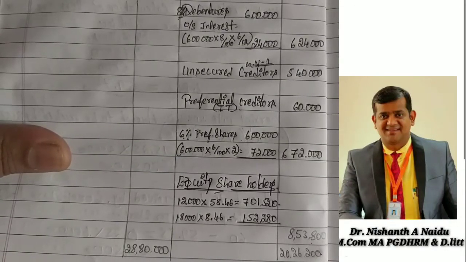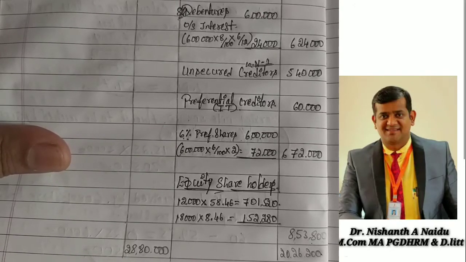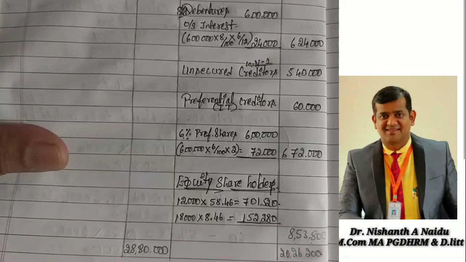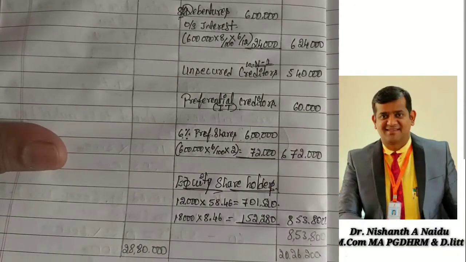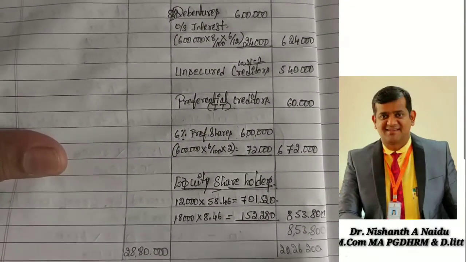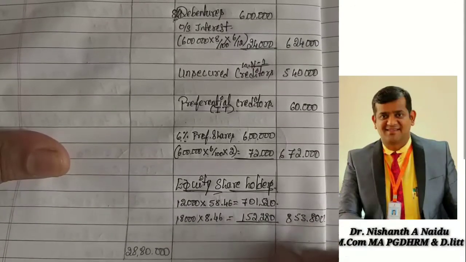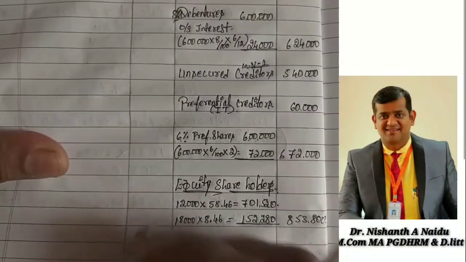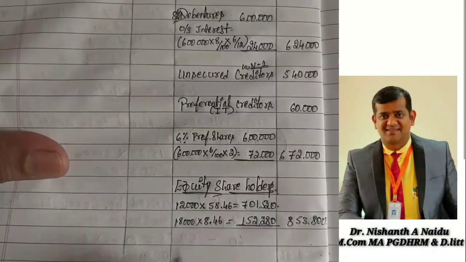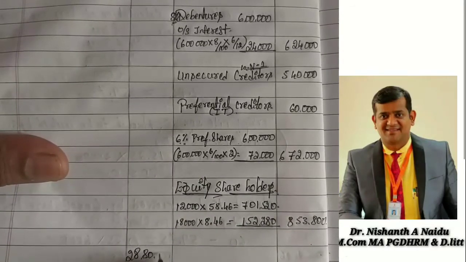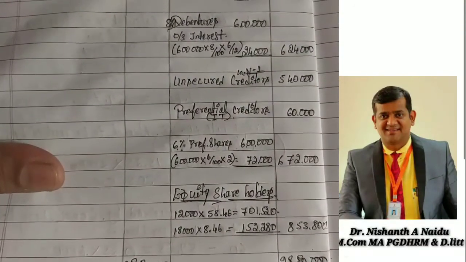So now total both. That is 7,01,520 plus 1,52,280. Put together, 8,53,800. So we got the same amount. I am clearing what I had written in pencil. Now if you total both sides, how much are you going to get? 28,80,000. Clear? So both sides' totals tallied.